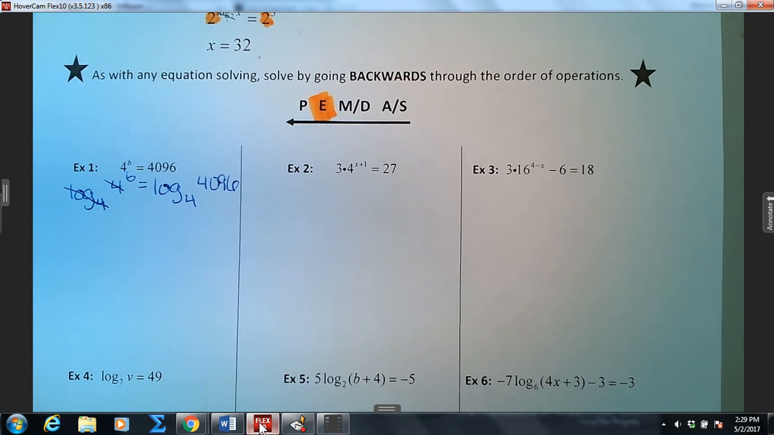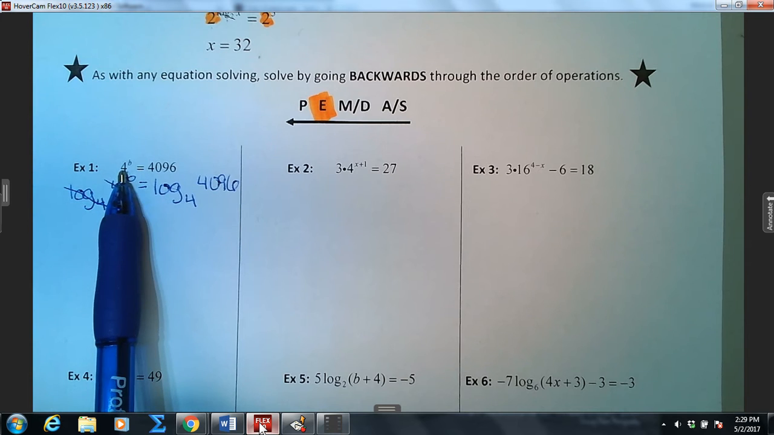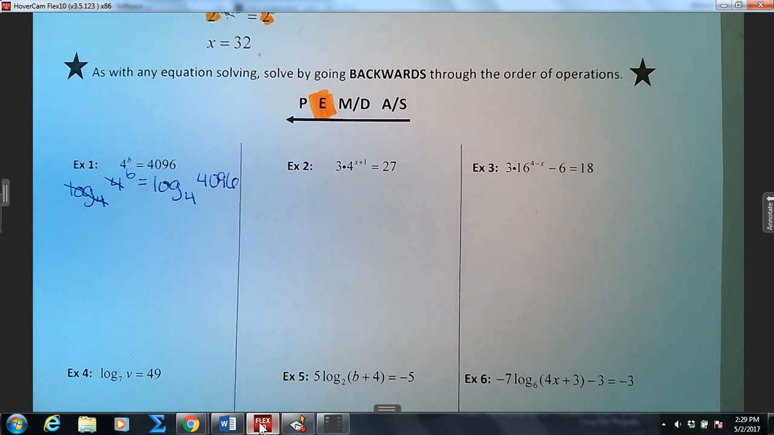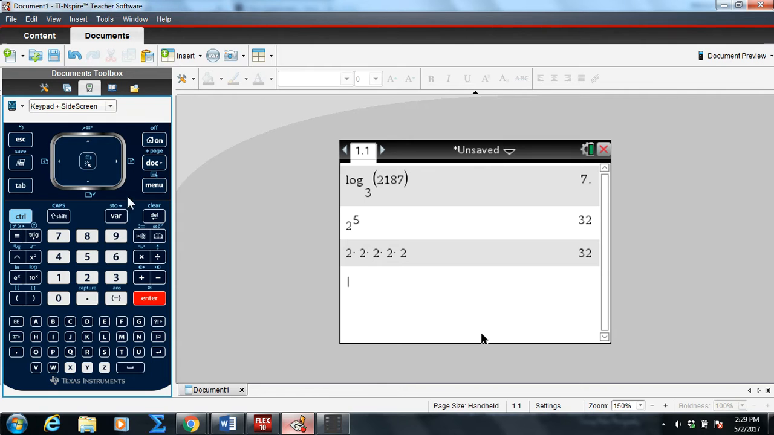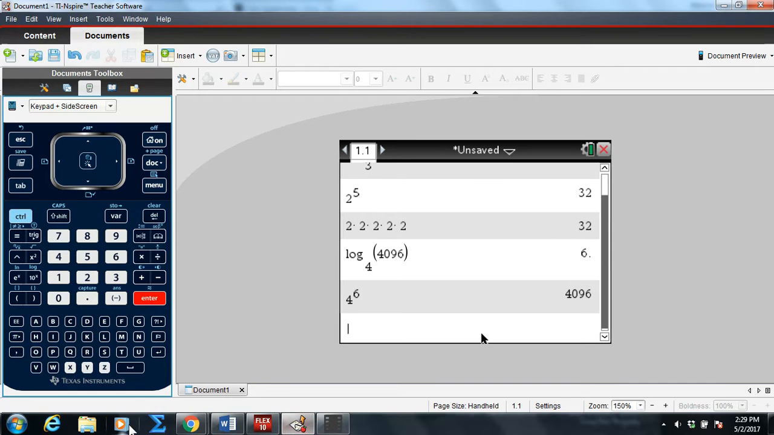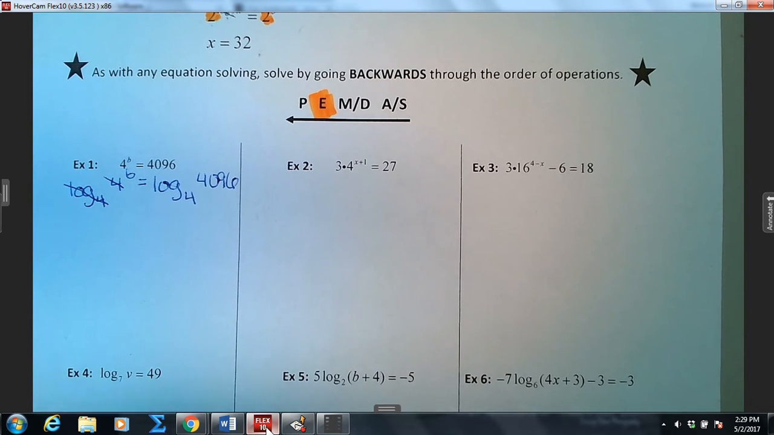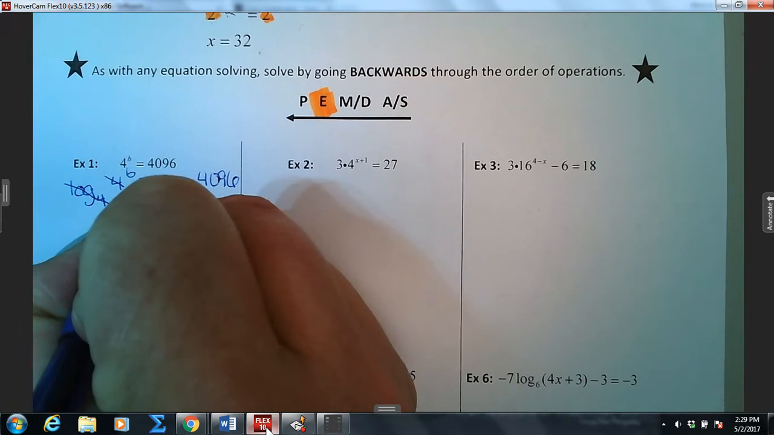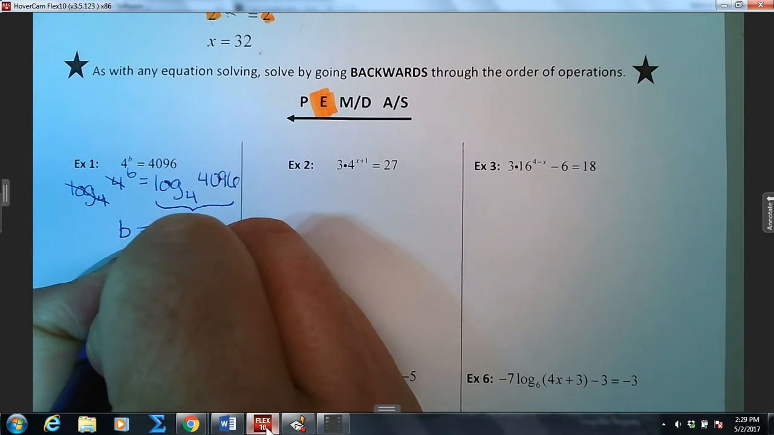Log base 4 of 4,096. So what you're asking your calculator to do is tell you what is the exponent on a 4 that would give me 4,096. Log base 4 of 4,096. That's 6. You can test it. What is 4 to the power of 6? 4,096. So b is all by itself. We ran this through our calculator and we got 6.